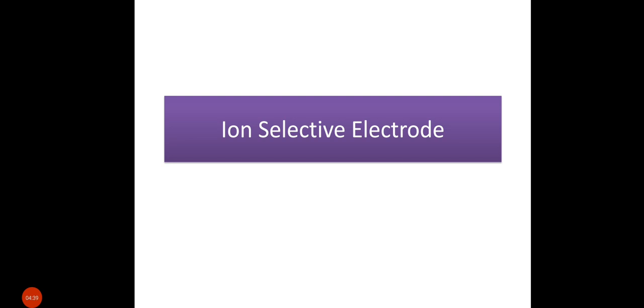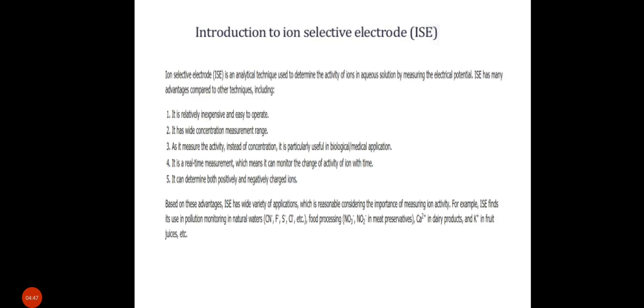The potential that is proportional to the activity of the sample ion is measured across these two electrodes. Ion selective electrode is an analytical technique which is used to determine the activity of ions in aqueous solution by measuring the electrical potential. Ion selective electrode has many advantages compared to other techniques, including, number one, it is relatively inexpensive and easy to operate.